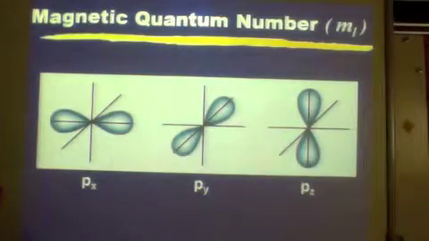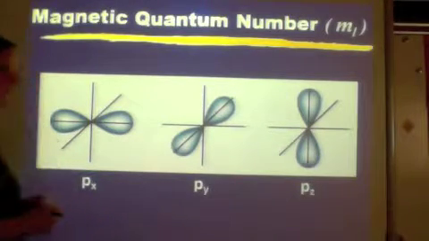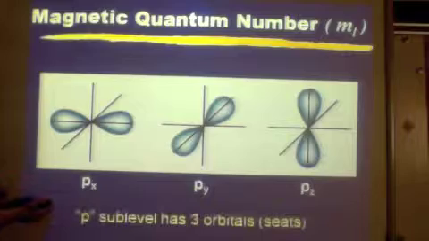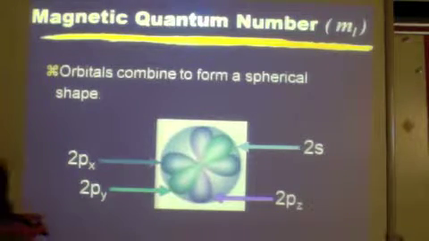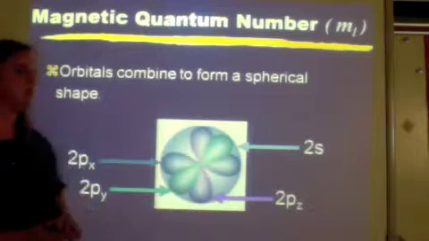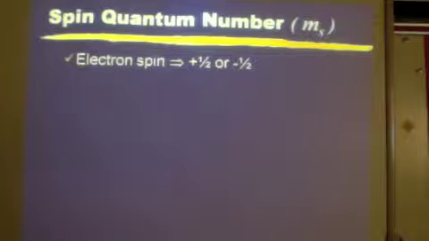This is P. It's easier to understand just because all it does is go from X, Y to Z. It just changes axis. When you combine all of the orbitals together, you will always get a spherical shape. Then you have the spin quantum number.